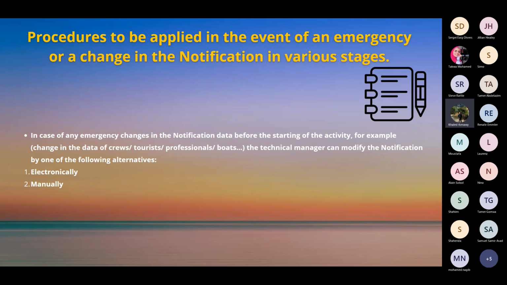The procedures to be applied in the event of an emergency or change in notification at any stage. In case of emergency changes in notification data before the start of the activity, for example a change in the crew, the tourists, or the professional boats, the technical manager can modify the notification by one of the following alternatives. Electronically, only if not more than 2 hours have passed since the start of the activity recorded on the application by the facility. Or manually modify the data in accordance with the change on a printed notification, then photocopy and submit it to the electronic notification application, only if not more than 2 hours have passed from the beginning of the activity recorded on the application by the facility.